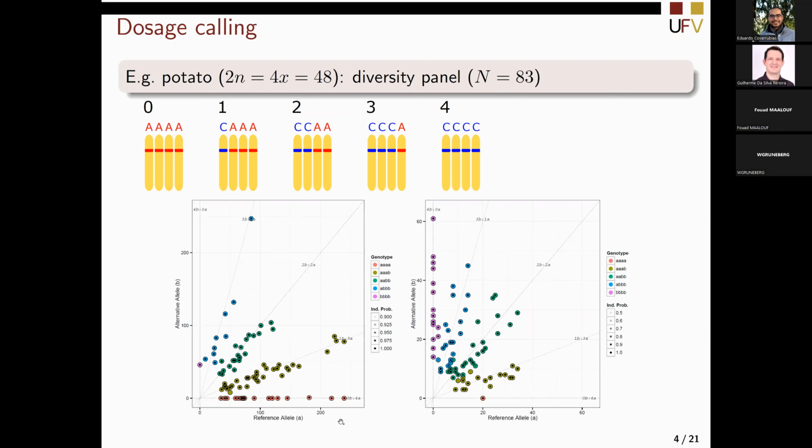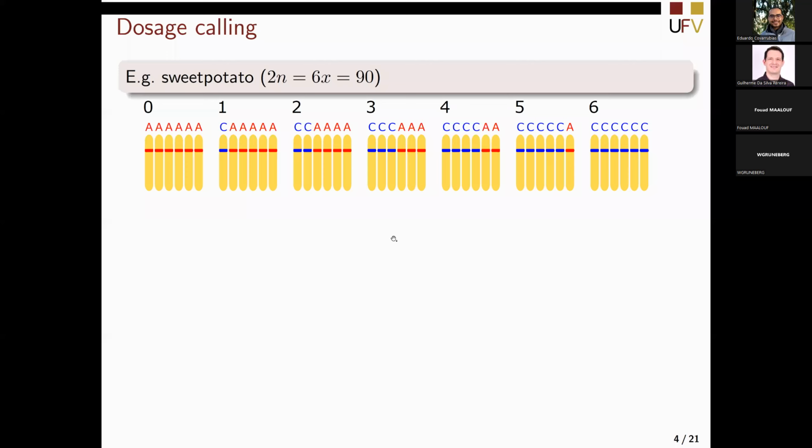So if the individual only has reads for one specific allele, we call it homozygous, right, or 0. If it has only reads for the other allele, we call it homozygous 4, right? But now instead of having only one heterozygous class, we have 3, right? Which of course gets things a little bit messier, but it's doable, right? We learned how to do it for tetraploid species for quite some time now. Now we face the case of sweet potatoes, right? Which is a hexaploid species.